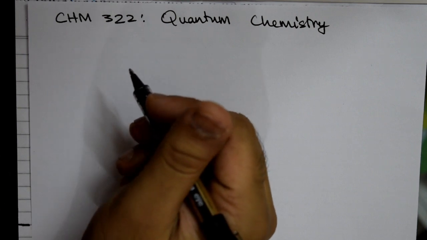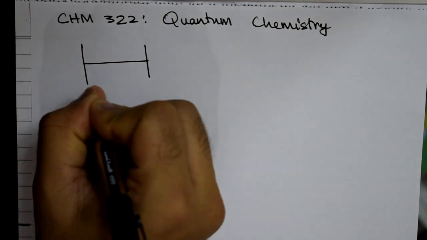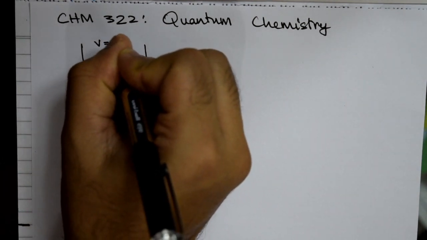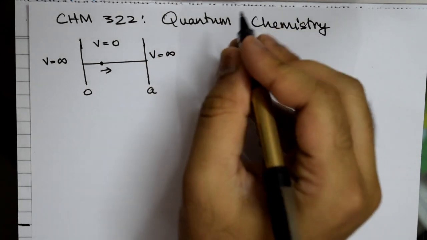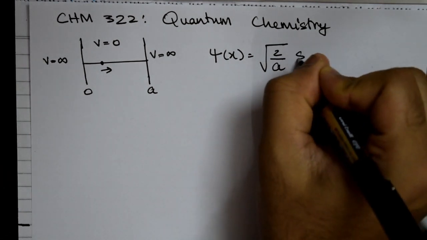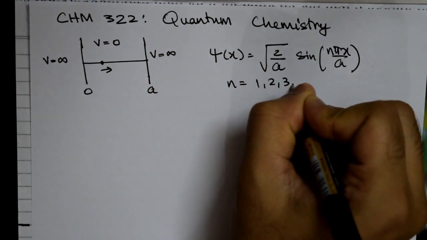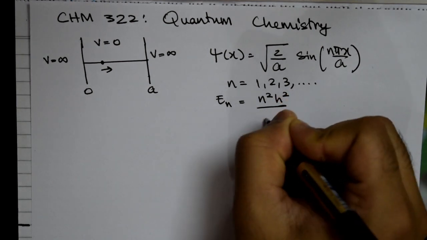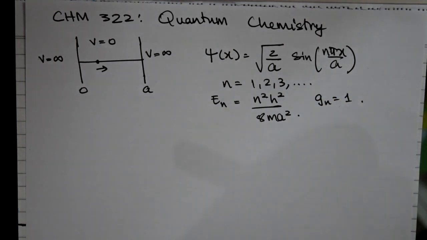Let me quickly revise what we have seen so far. The initial model that we understood was the particle in a one-dimensional box, which we revised a few classes back. A free particle keeps moving between the confines of a well, where the potential outside the well is infinity. We deduced that the wave function is given by square root of 2 by a, sine n pi x by a, where the values of n go from 1, 2, 3, and so on in integral increments, and the energy is given by n square h square by 8 m a square. The degeneracy in this case was that all states are singly degenerate.